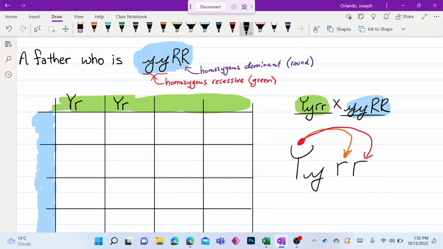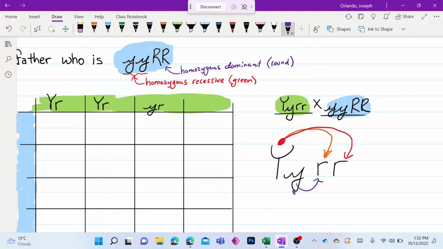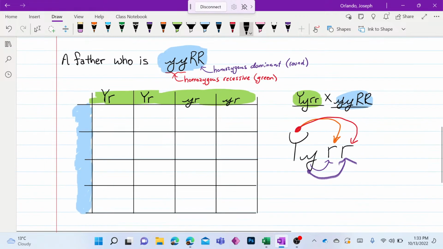It is really unhelpful to say YR because all of these combinations will be YR. What about this combination? Little y, little r. Very good. Little y, little r. Or we could get this combination here, which would be little y, little r.